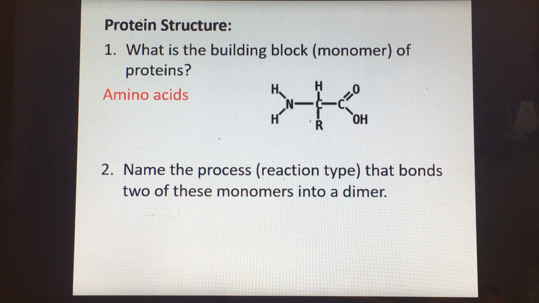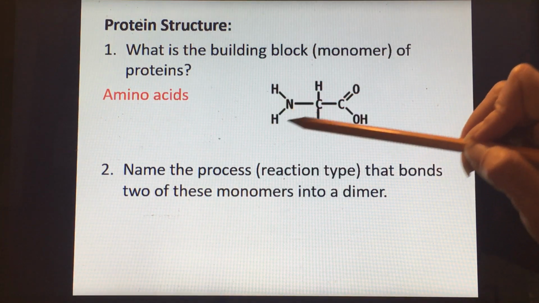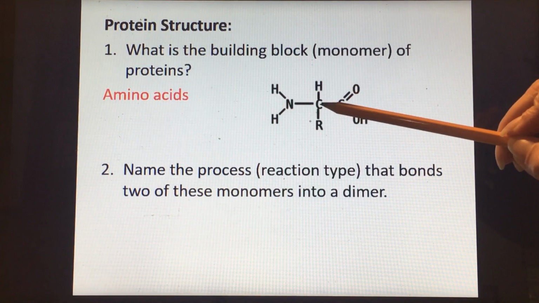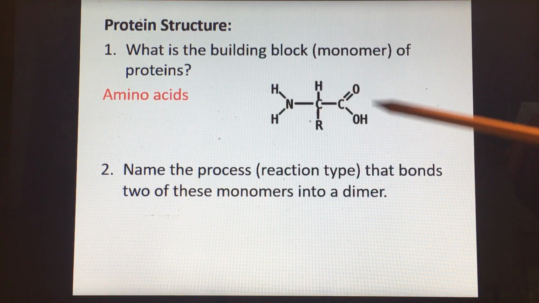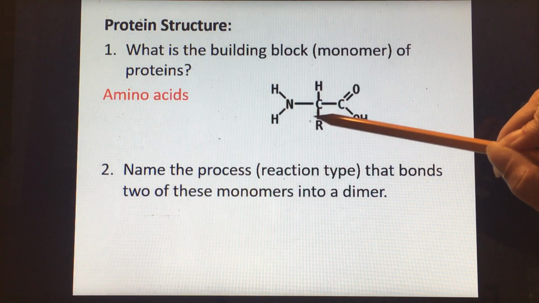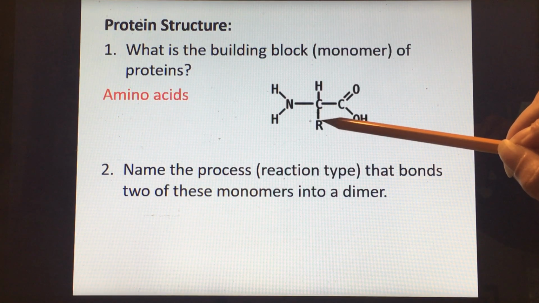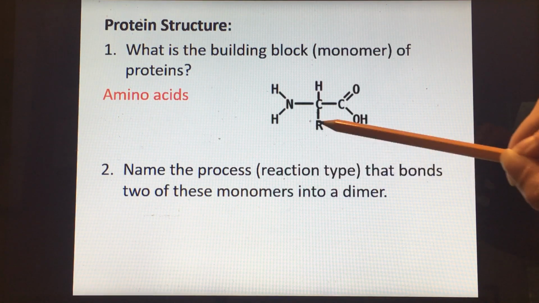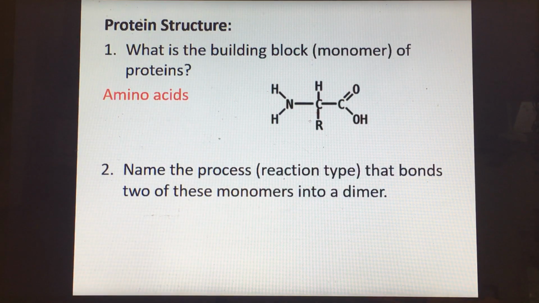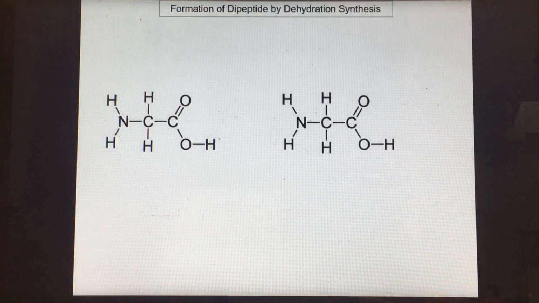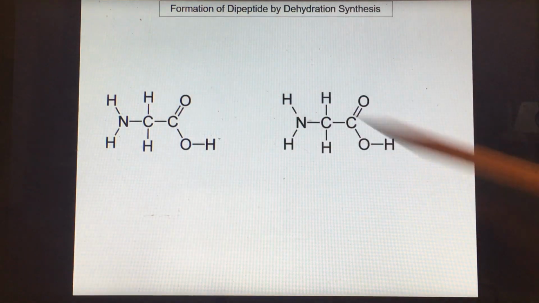So amino acids are called that because of this NH2 here. This is the amine group. This is our central carbon. There's always a central carbon and a hydrogen, an amino group and a carboxyl group. And then we have this variable group referred to as the R group. And there are 20 different variations, the simplest being just a hydrogen, and the more complex, there's actually a ring in phenylalanine. So the process that bonds two monomers into a dimer would be, again, dehydration synthesis. That's a common theme you'll see throughout this entire unit. So I'm going to show you dehydration synthesis between these two molecules.